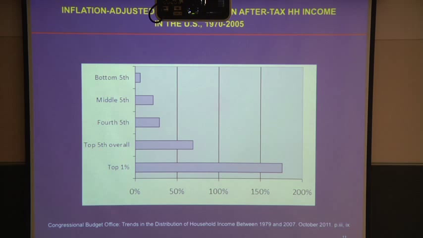If you look at a part of the economy, the incentives, the inflation-adjusted increase in mean after-tax income in the U.S., you can see that the top 1% from 1970 to 2005 went up 175%. The next 40% went up 40%. So 40% versus 175%. This gets people a little bit upset about that during that period of time.